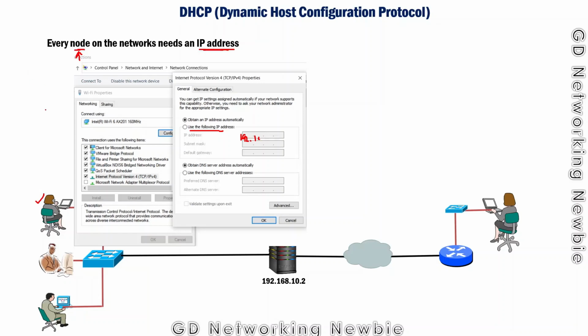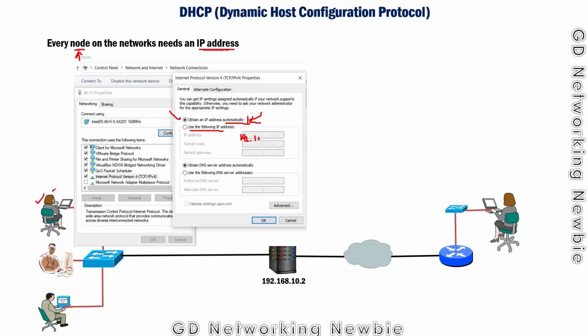And the second method is that we can select this option, which says obtain an IP address automatically. Automatically means we don't have to do it by ourselves. There will be some server, or someone on the network, that will assign the IP address to this computer, and we just have to select this option. So this is dynamic assignment of the IP address, and for this we use DHCP.